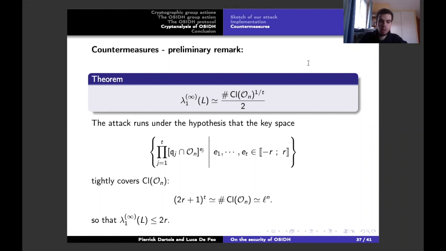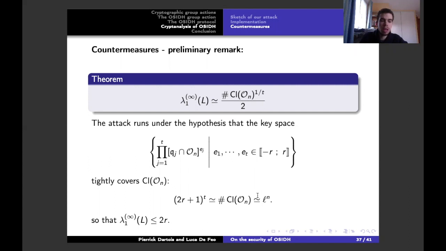Can the attack be countered? Yes, because our lattice reduction relies on a strong hypothesis to work. We need to make sure that there are short enough vectors in the relation lattice to be able to compute a cycle. Heuristically, the first minimum of this lattice for the infinity norm is given by the displayed formula. So under the reasonable assumption that the key space tightly covers the ideal class group, which is common with a restricted cryptographic group action, we get that the first minimum is short enough because we have this formula.